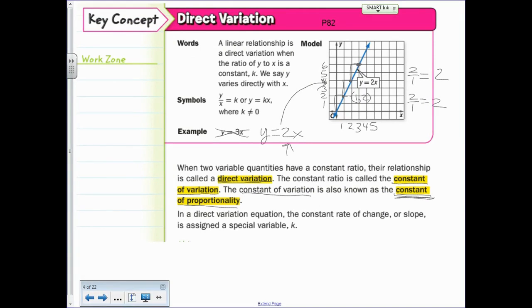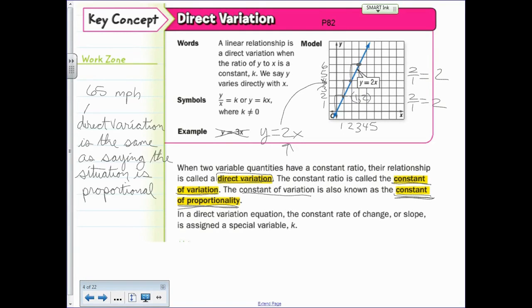Constant of proportionality. The constant of proportionality in that example was 65 miles per hour. That is also the constant of variation, because whenever you have a proportional situation, not only is it proportional, it's also a direct variation. A direct variation is the same as saying the situation is proportional. So direct variation is the same as proportional.